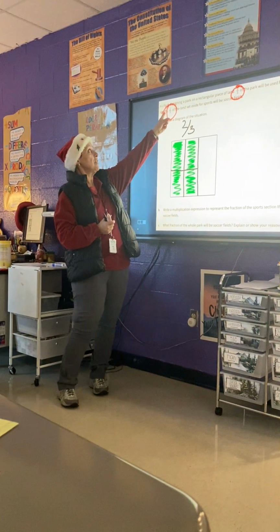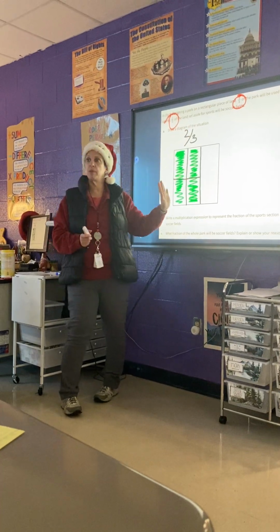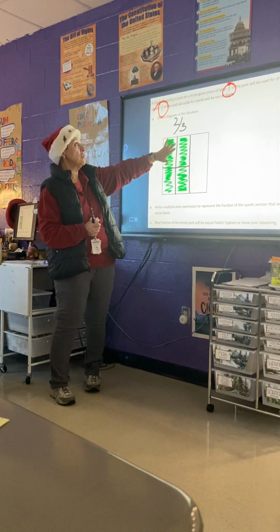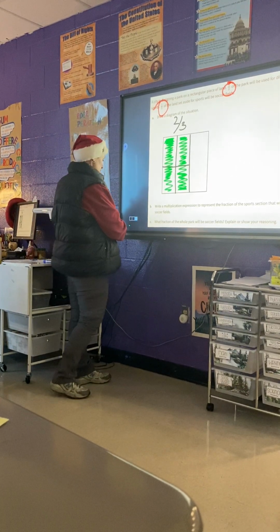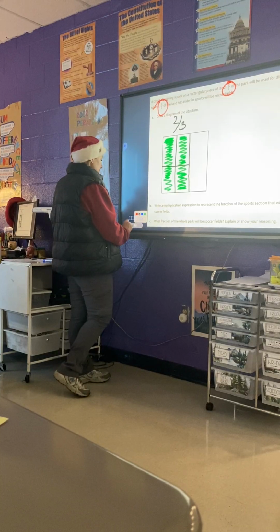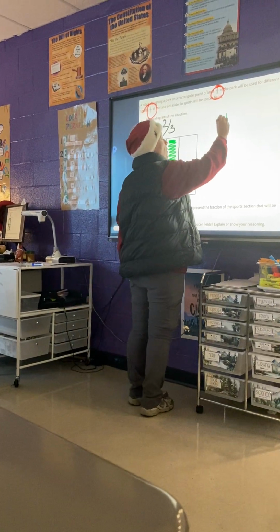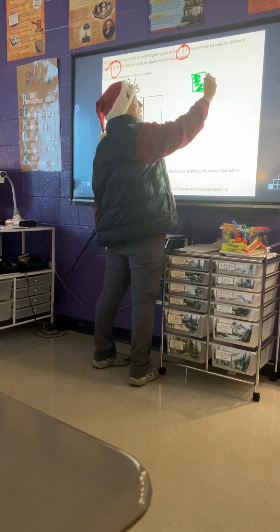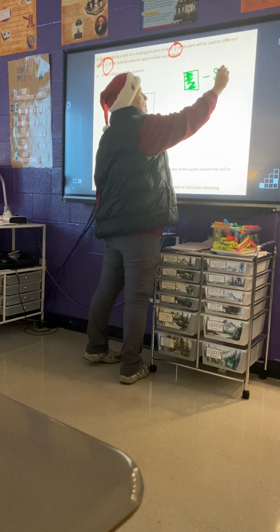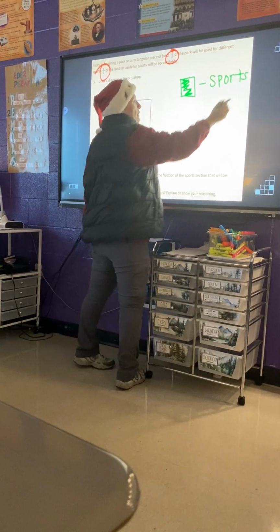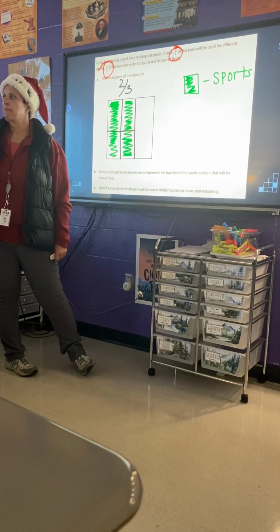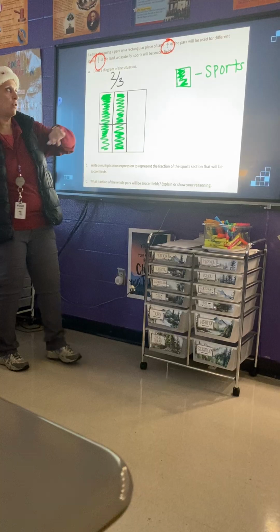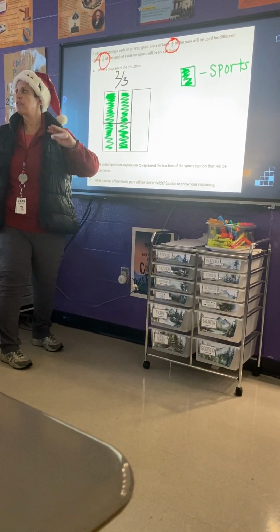Because listen, a city is designing a park on a rectangular piece of land, right? And 2/3 of the park, listen, and I didn't do this with this one. Two-thirds of the park is going to be used for different sports. So I've got the green, and the green is sports, right? 2/3 is sports. Now, 1/2 of the land, so I only cut half of that land, is going to be used for what?